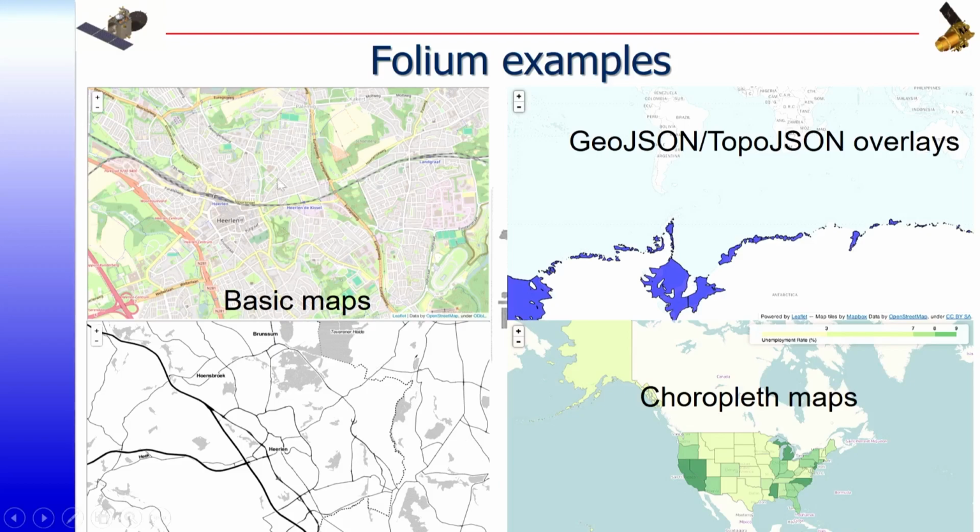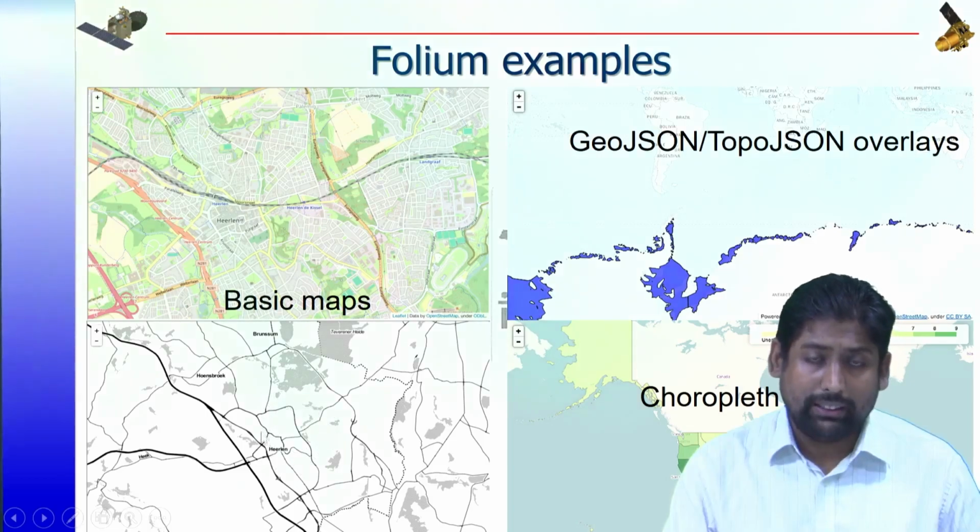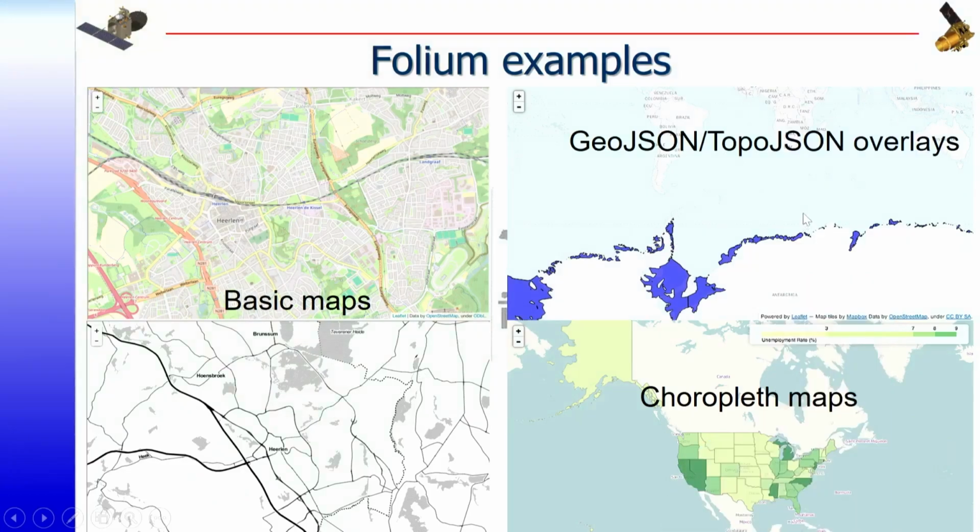Here you see a basic map which has the OpenStreetMap as the background or base map. Here you see a map which is made using Folium and has the Stamen black and white toner as the background base map. These two images on the right show GeoJSON data which is overlaid with the base map, and this shows some information which is shown as a choropleth map, or data which is shown in different shades of green to emphasize on a base map.